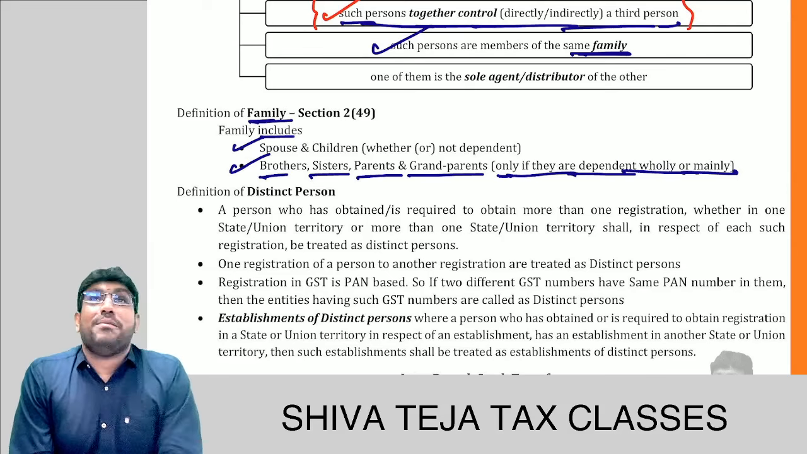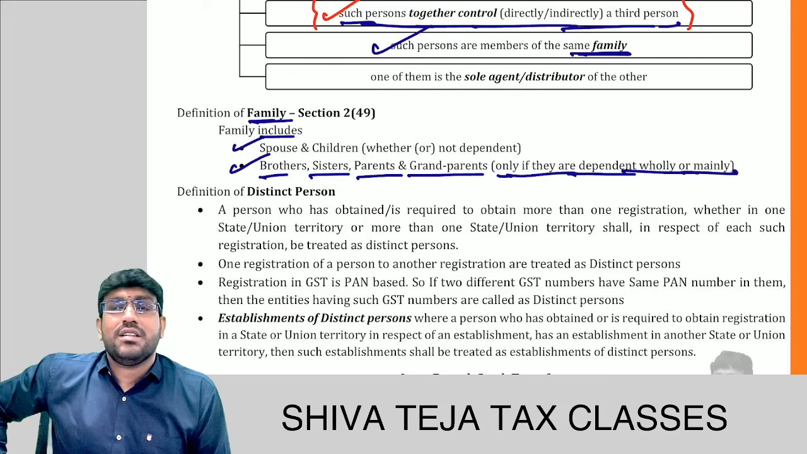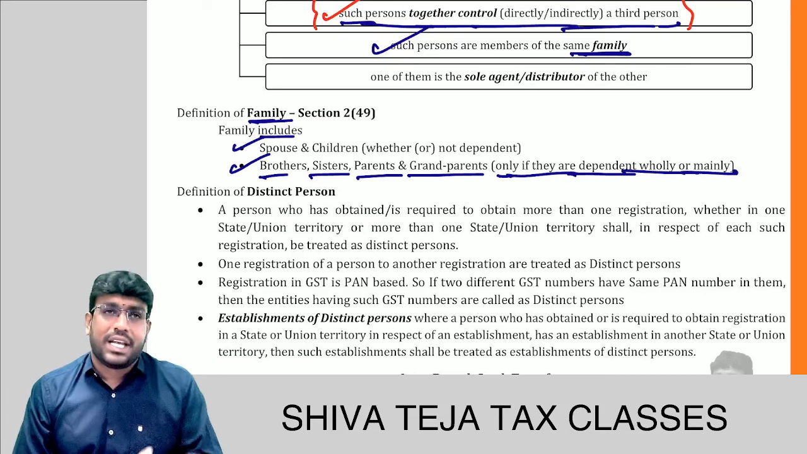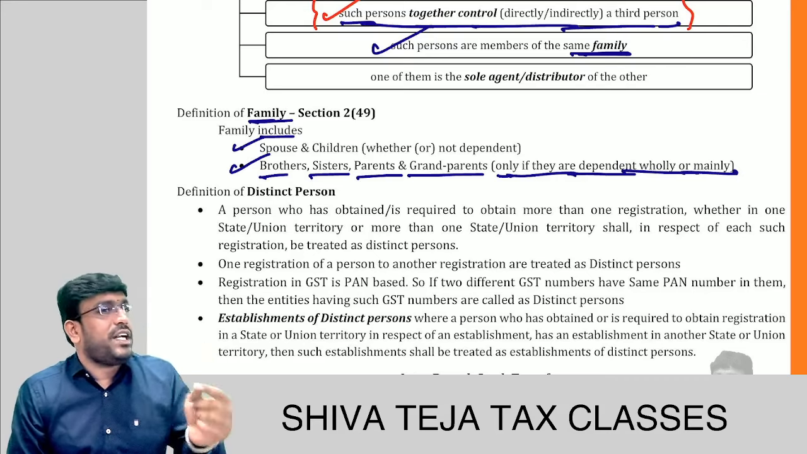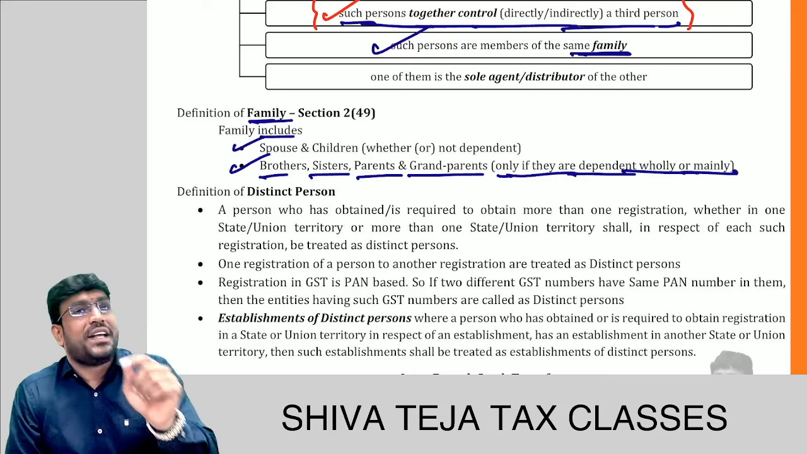I think we have full clarity. Which section defines family? Goods? Service? Which section defines supply? What is Schedule 1? Transactions regarded as supply even though there is no consideration. How many points are there? First point is what? Permanent transfer or disposal of business asset on which ITC is claimed. Second point. Supply between distinct or related persons in the course or furtherance of business.